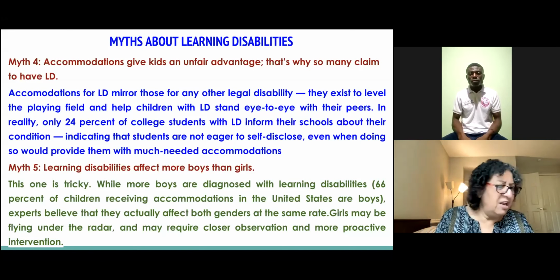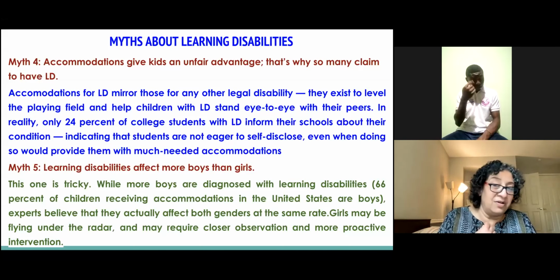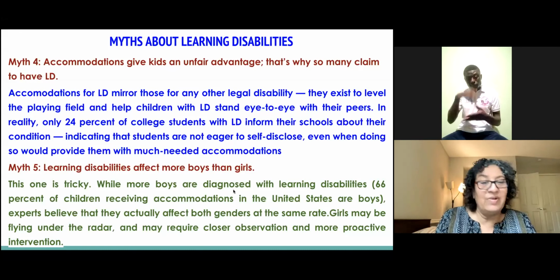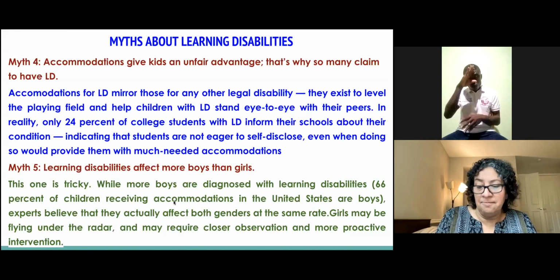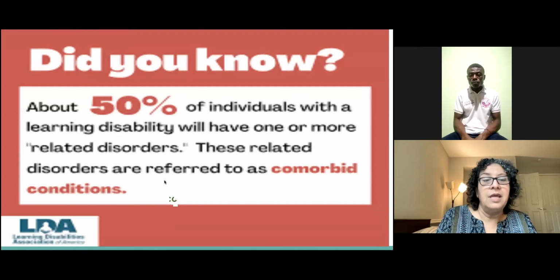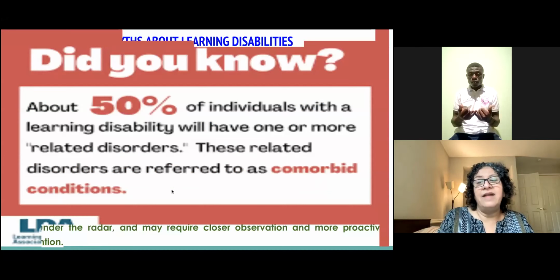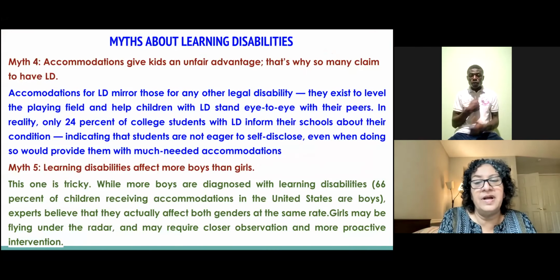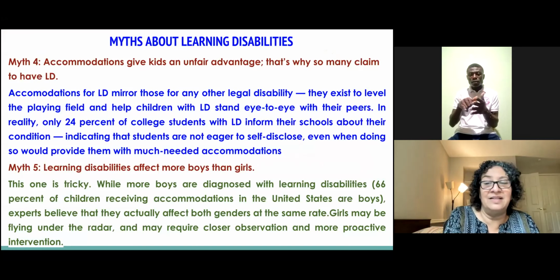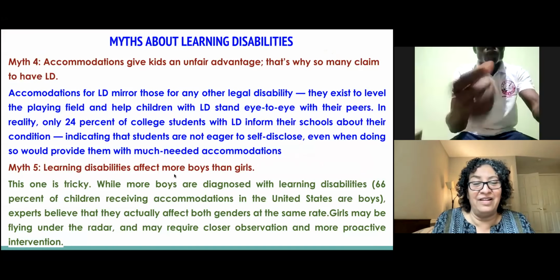For a very long time, it was believed that learning disabilities affect more boys than girls. This one is a little tricky situation. While more boys are diagnosed with learning disabilities, experts believe that they actually affect both genders at the same rate. Girls may be flying under the radar.